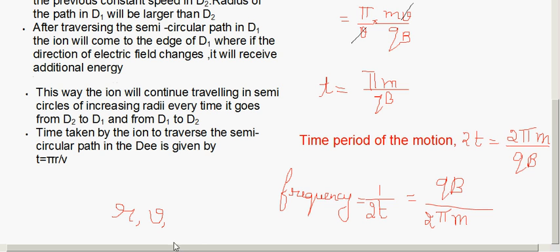Now this is the frequency of the motion, so for the alternating source we are connecting, we need to adjust its frequency to this frequency, so that its polarity changes automatically when the charged particle reaches the edge of the Ds. So this is the frequency which you have to set for that alternating source. This is about the working principle of cyclotron. Hope you understood this.